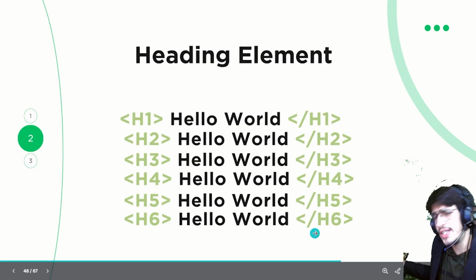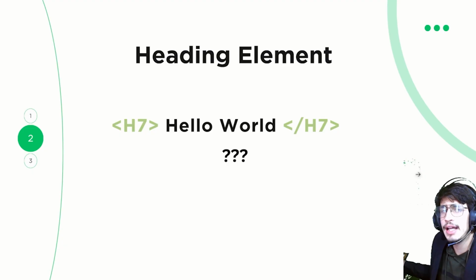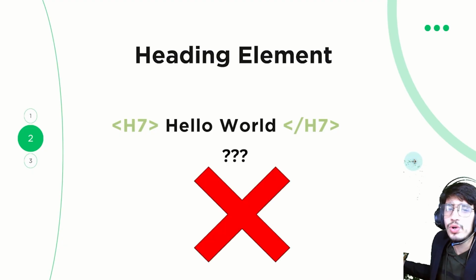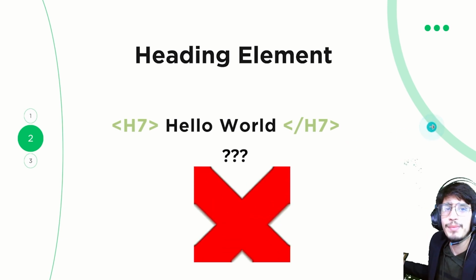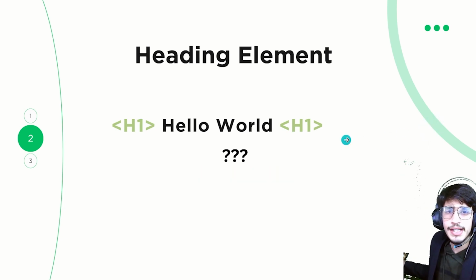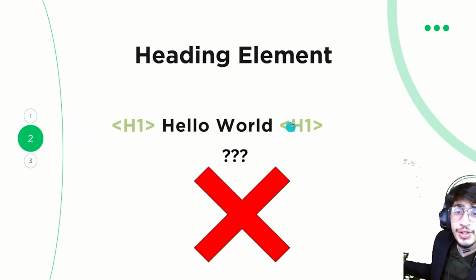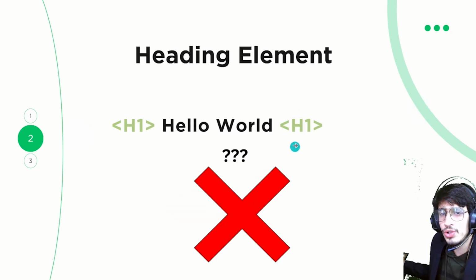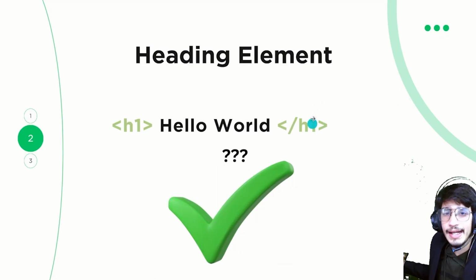Now you will say, Rudy, what about H7, H8, H9 and so on? So in HTML, till now, we don't have H7. We have headings only till H6. One more thing. You will ask, Rudy, what if we don't use a closing tag? This is also not acceptable in the case of a heading element. You should always use the closing tag.